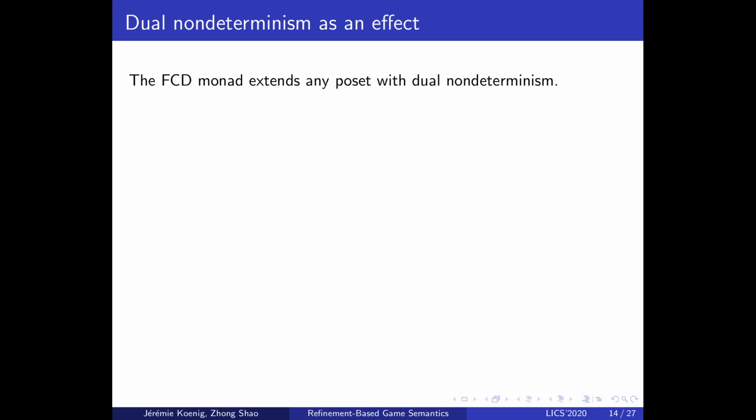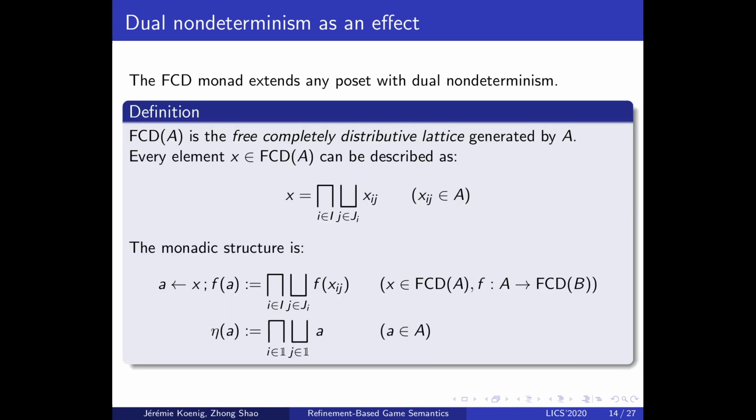Without going into too much detail, the FCD monad can extend any partially ordered set with dual non-determinism by adding arbitrary angelic and demonic choices. It will do that by constructing the free completely distributive lattice generated by the poset. Every element in this lattice can be described as an angelic choice of demonic choices of elements of the poset, and sequential composition will accumulate the non-determinism in both computations.